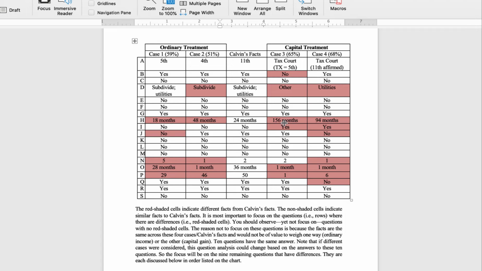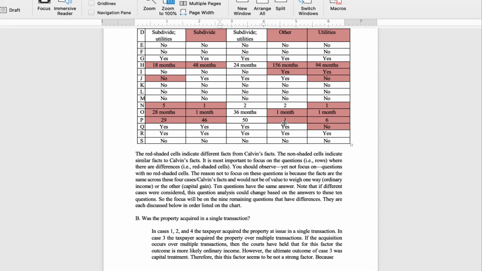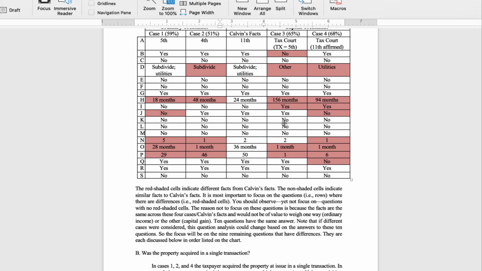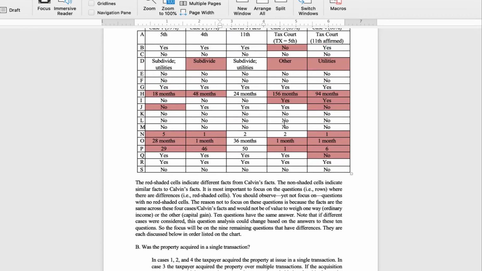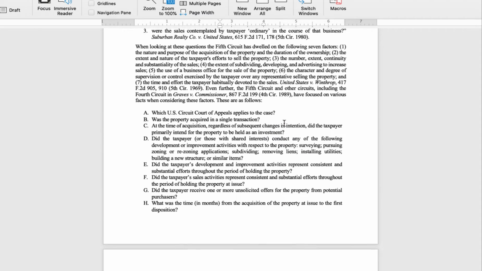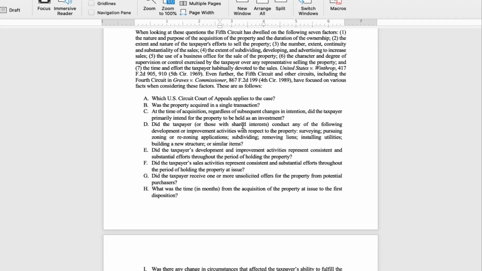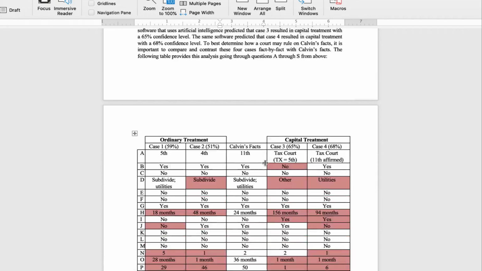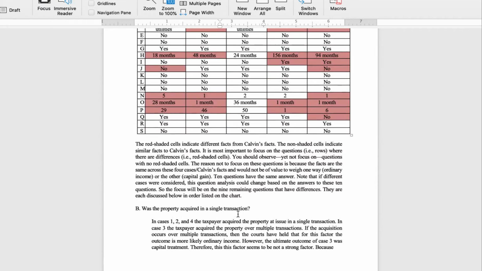Still a long memo because it's still 8 pages. So we went through those 9 factors with differences, and we basically said, okay, this factor, and again, I cite the factors again. So for example, B was the property acquired in a single transaction. We talk about that.